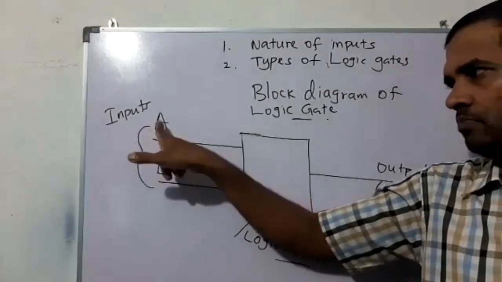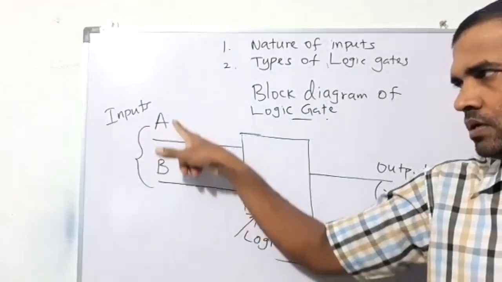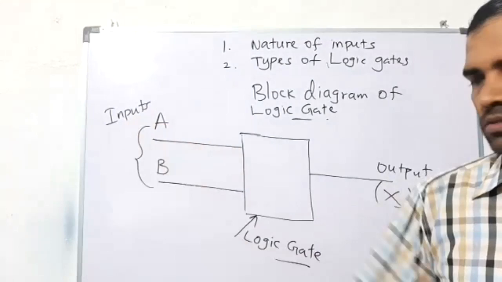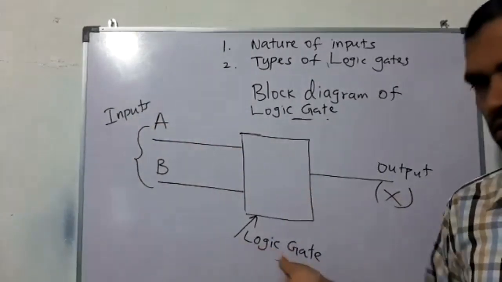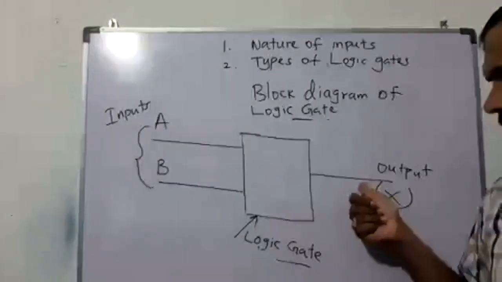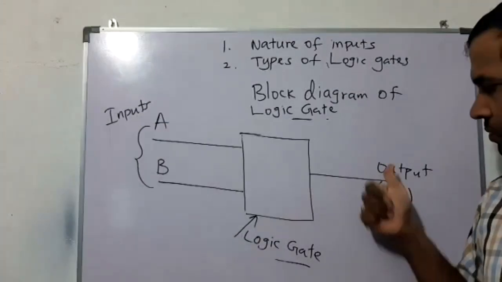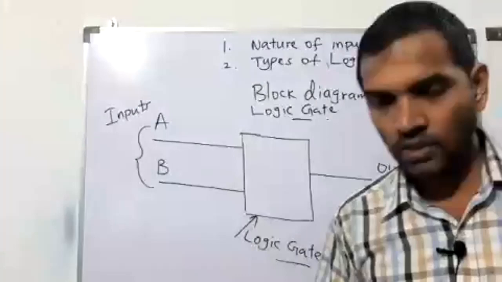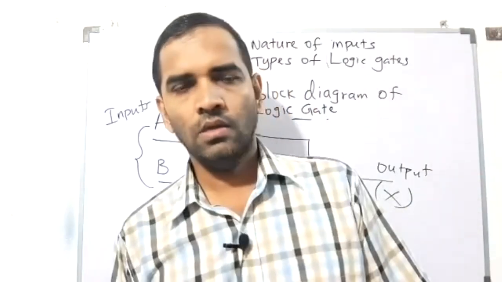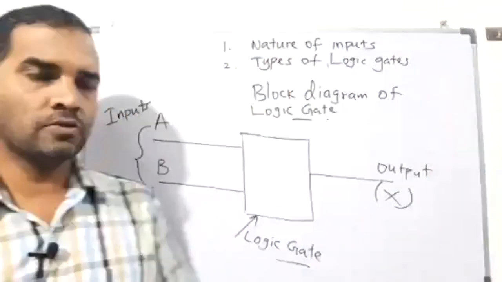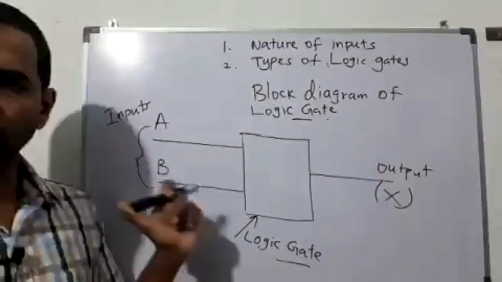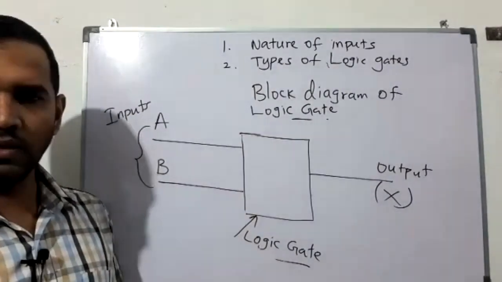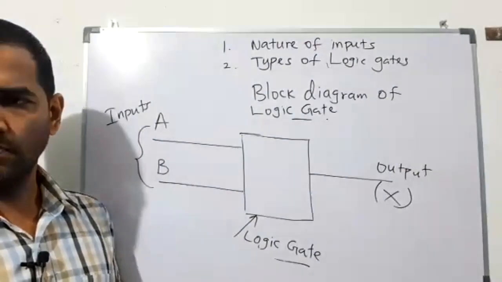Don't forget to label them. This is A, this is B. Show them as inputs. This is the logic gate, right? This one single wire is the output. Take that output as X or Y or anything. You can put any letter there. Even for inputs, you can have any name. It may be XY or PQ or AB or whatever.